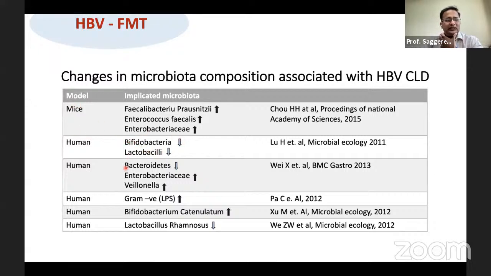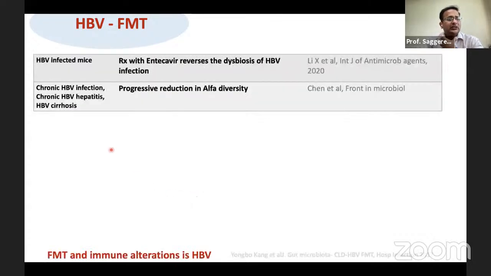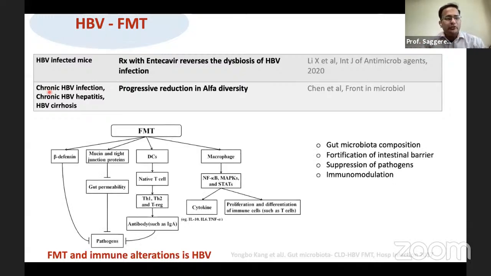I'll not read the bacterial names, but the interesting part is even in the HBV infected mice, once the entecavir is started or treatment is given, the dysbiosis reverses after the HBV infection treatment. And in patients with HBV, in addition, in chronic infection, hepatitis or cirrhosis, there is progressive reduction in the alpha diversity of the gut microbiome.